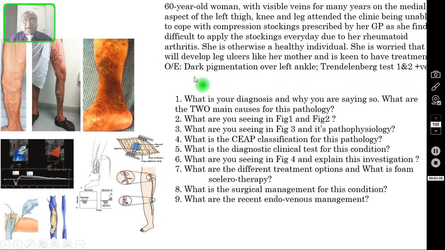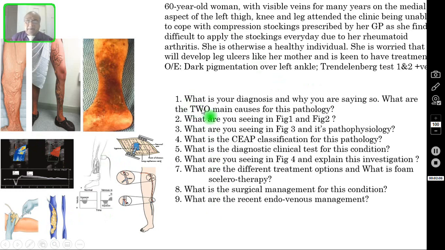On examination, there is dark pigmentation over the left ankle. Trendelenburg tests 1 and 2 are both positive. So this is the clinical scenario and these are the pictures. 3, 4, 5, 6, 7 pictures and 9 questions.